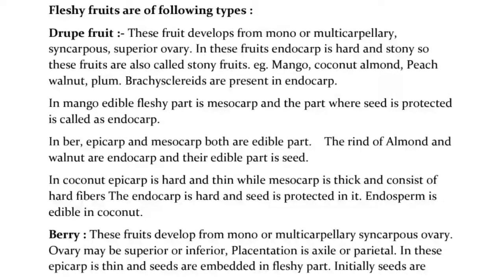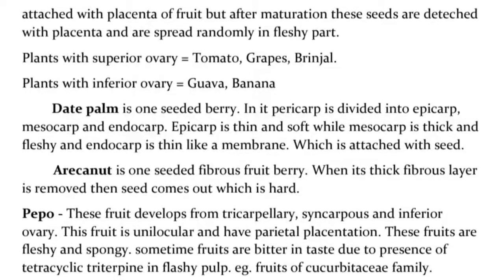In these, the epicarp is thin and seeds are embedded in the fleshy part. Initially, seeds are attached to the placenta of the fruit, but after maturation these seeds are detached from the placenta and are spread randomly in the fleshy part. Plants with a superior ovary: tomato, grapes, brinjal. Plants with an inferior ovary: guava, banana.